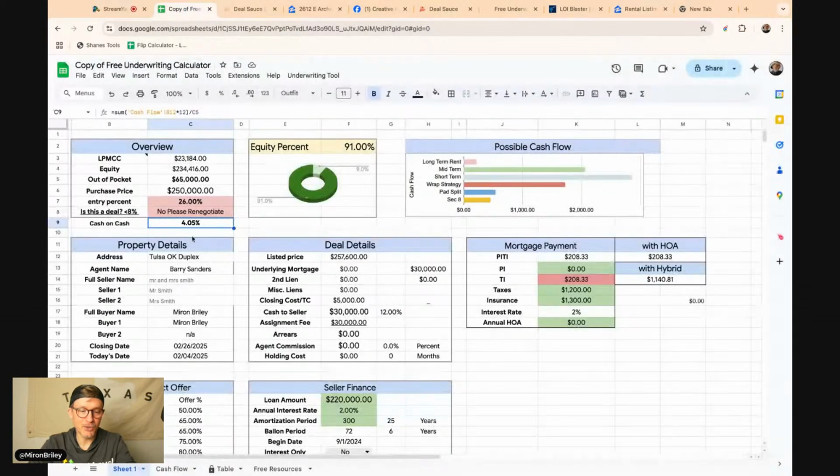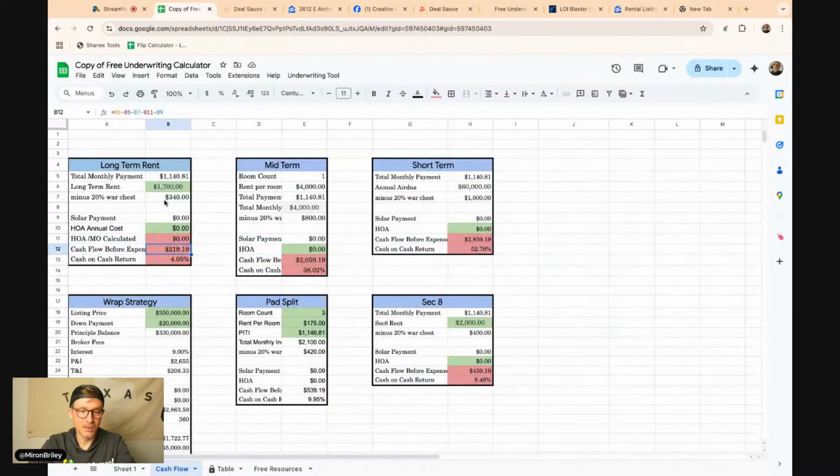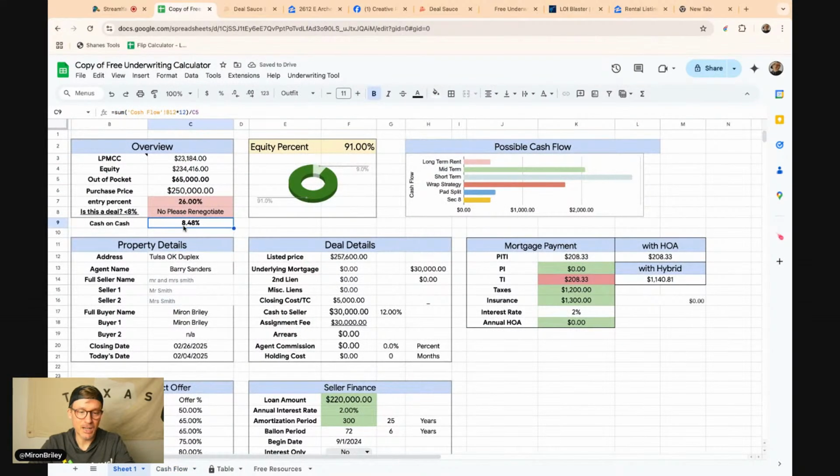Okay, I agree. Let's bump that up. Dude, I feel so much better. I'm just gonna go like $2,000. Cash on cash, 8%. I still think this is a good deal. What do you all think?